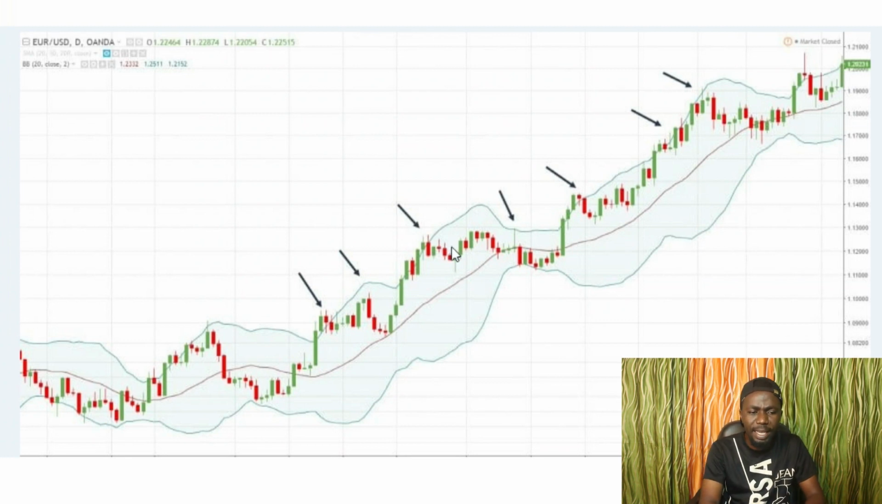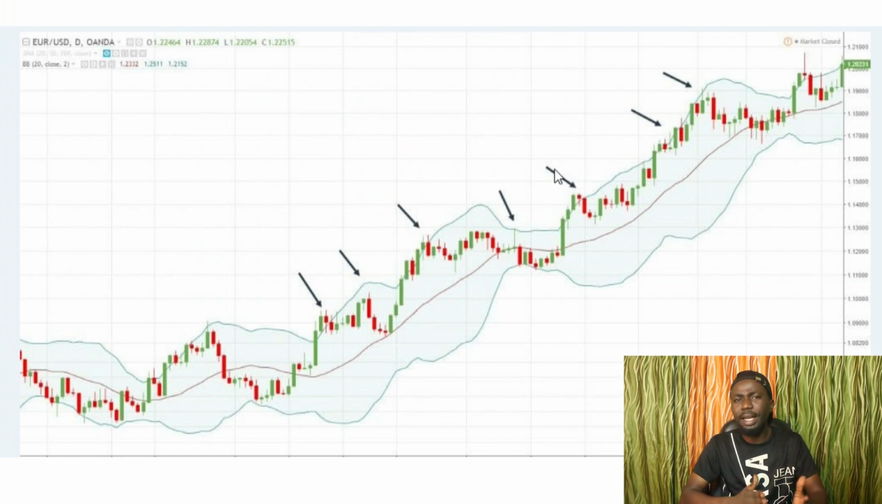Just wait for price to make a pullback to either the middle Bollinger Band, that is the 20 EMA, or to the lower Bollinger Band for you to buy, because during an uptrend you are only meant to buy. The same thing is applicable during a downtrend. So during a downtrend you are only meant to sell, while in an uptrend you are only meant to buy.